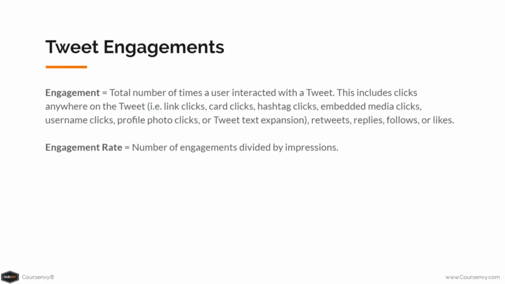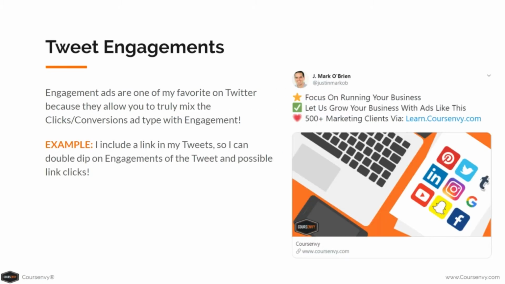So engagement equals the total number of times that a user interacts with your tweet. This includes clicks anywhere on the tweet, such as link clicks, card clicks, hashtag clicks, embedded media clicks, username clicks, profile photo clicks, or tweet text expansion, as well as retweets, replies, follows, or likes. Engagement rate equals the number of engagements divided by impressions, or views.